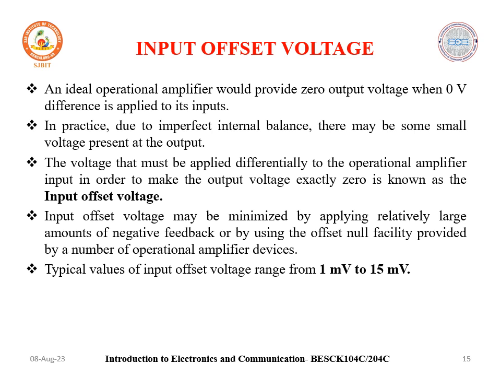In some cases the output is not exactly equal to 0, due to some internal leakage. At that time, we have to give some external voltage to make the output voltage 0. That voltage we call the input offset voltage. Input offset voltage may be minimized by applying a relatively large amount of negative feedback, or by using the offset null facility provided by a number of operational amplifier devices. Typical values of input offset voltage range from 1 millivolt to 15 millivolt.